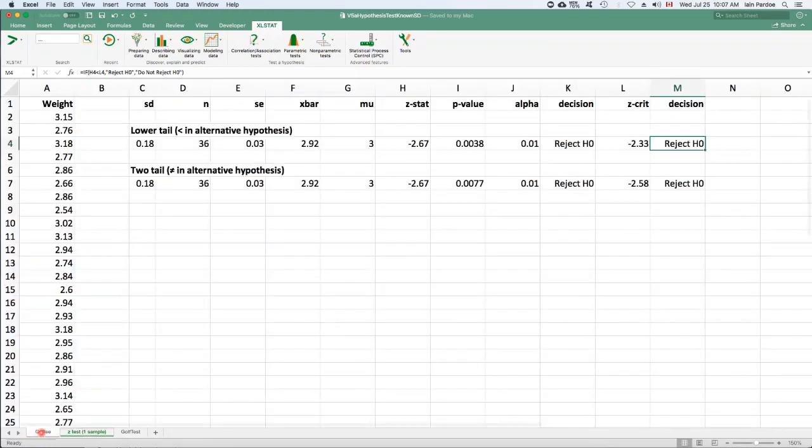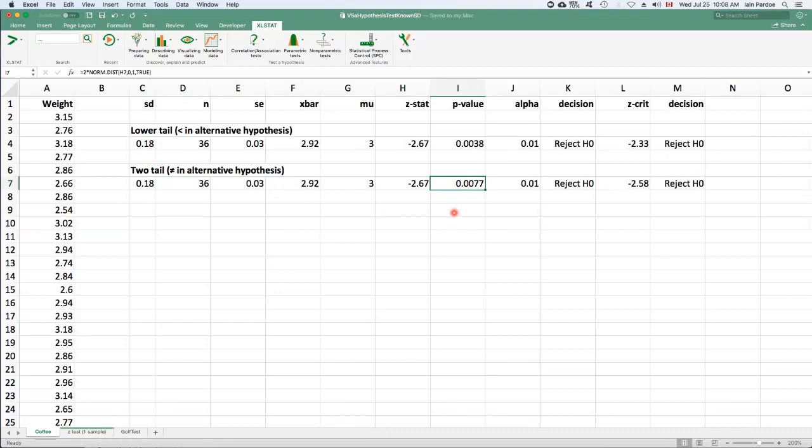What would this look like if we did a two-tailed test instead? So if we did a two-tailed test, a lot of the information is the same. Standard deviation is the same, sample size, standard error, sample mean, hypothesized mean, test statistic. All of those numbers are the same as we had for the lower tail test. The first number that differs is the p-value.